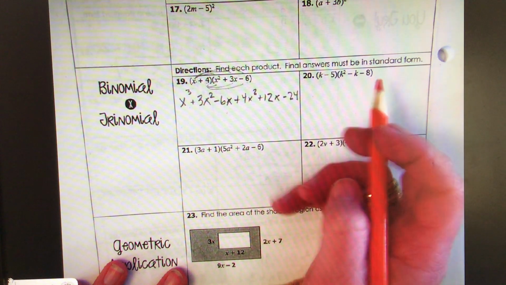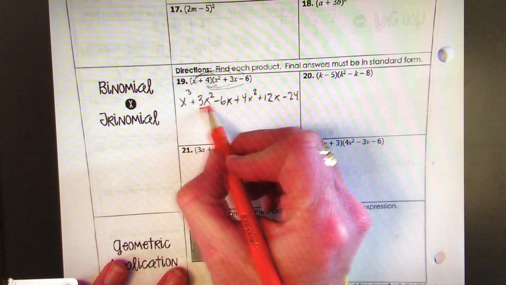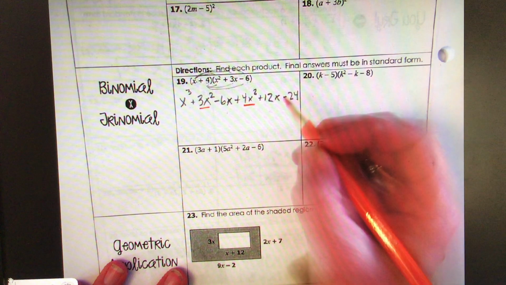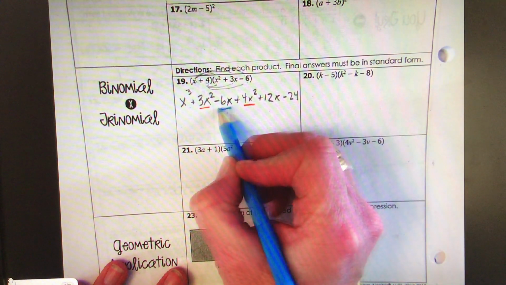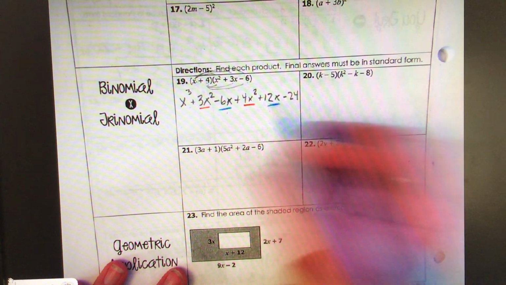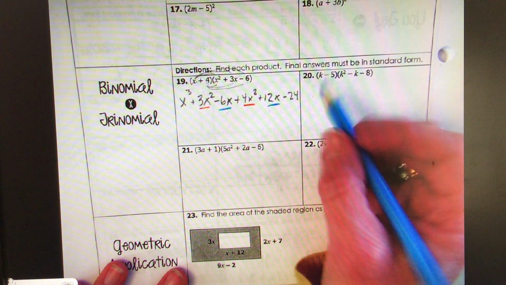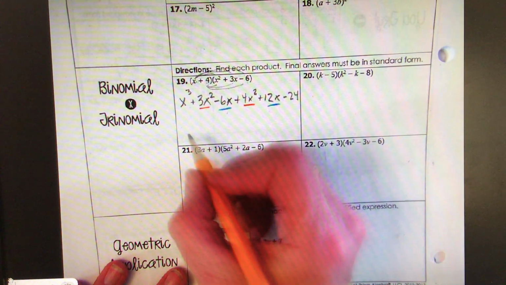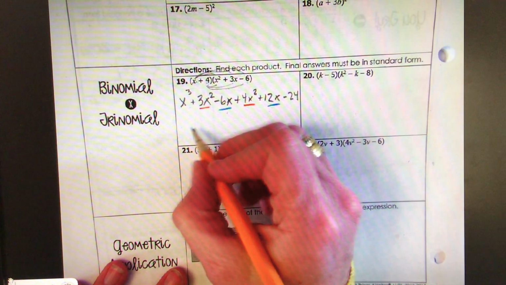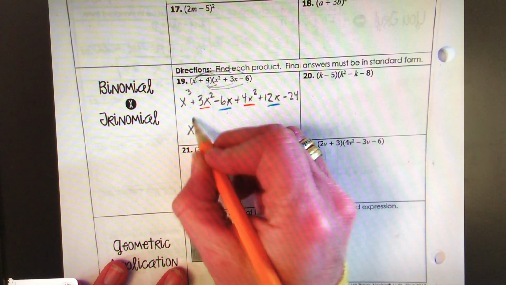Do I have some x squared terms? I see those are x squared. Maybe I'll do blue. I see just a linear x term, 2 of them. Great. I have a constant, and then I have a cubic term, which I can't combine, so let's go ahead and rewrite. So now I have x to the third.